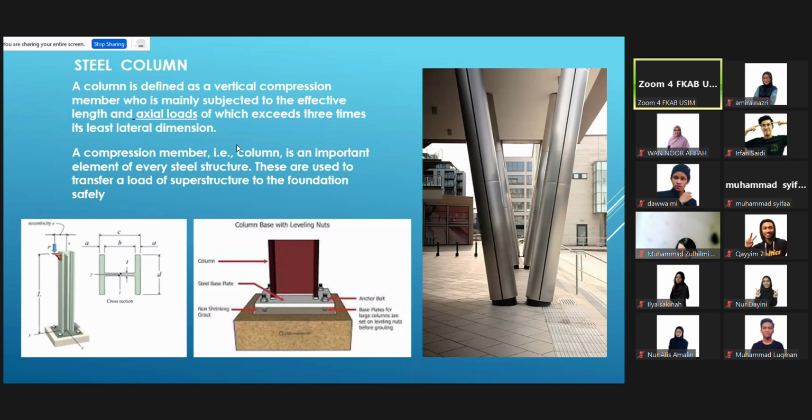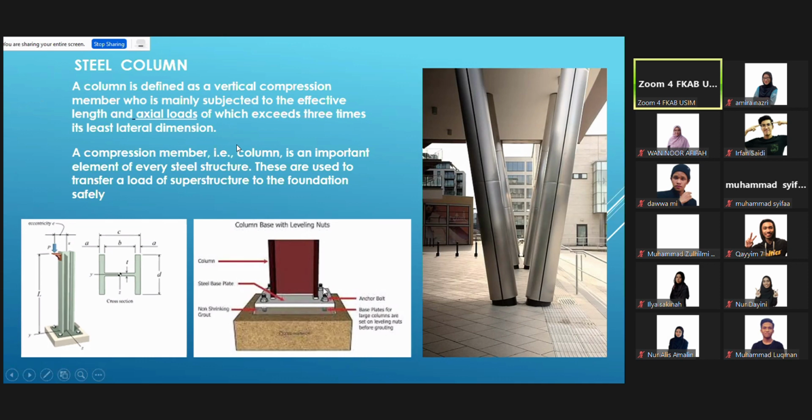Here is some detail of the column, how they're being fixed. When you look at this detail, it's number 2. Basically, you have a column with a steel plate below the column, a steel plate with openings for the screw, bolt and nut.